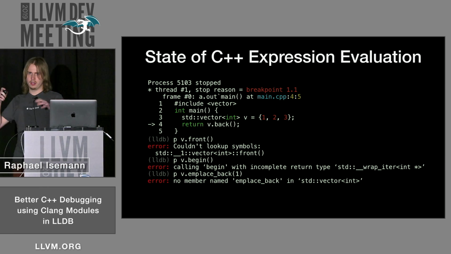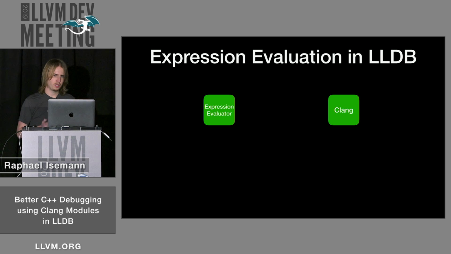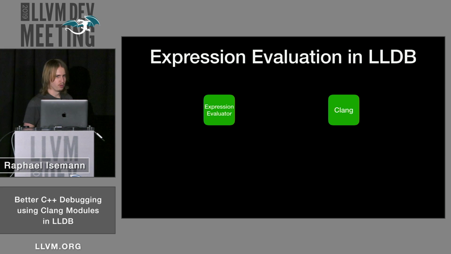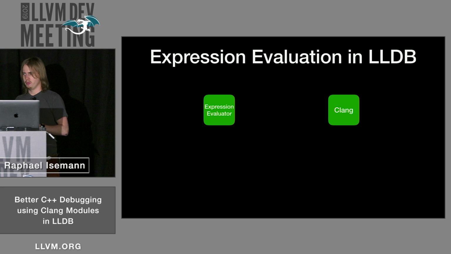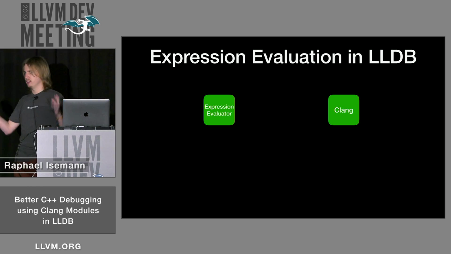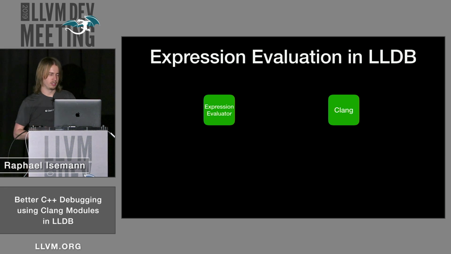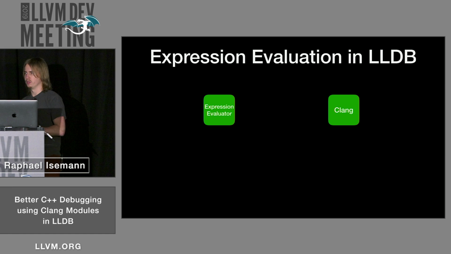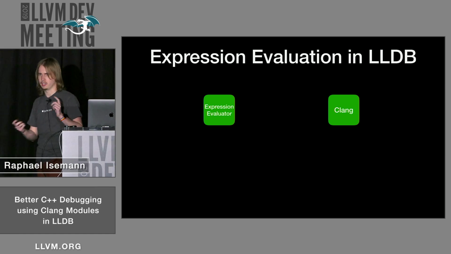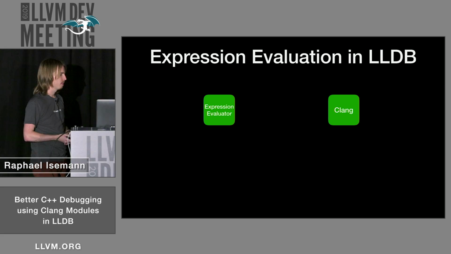So let's go under the hood of LLDB and see how expression evaluation actually works. For expression evaluation, LLDB takes, for now, two components that we're interested in. One is the expression evaluator, which is just an abstract concept where we put all the general expression evaluation logic. And then we have Clang. With Clang, I mean Clang as a library, not the Clang binary we have on disk. It's the Clang parser, Clang codegen, the things you know from the Clang repository.